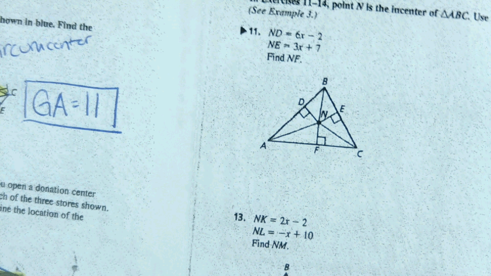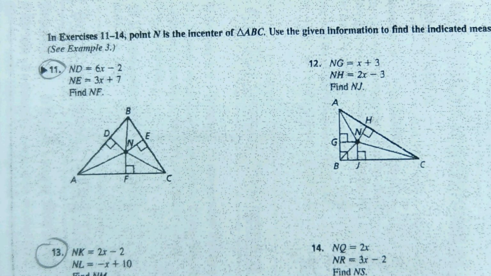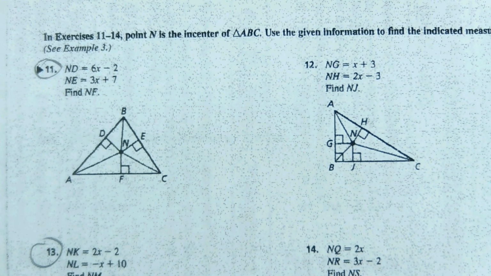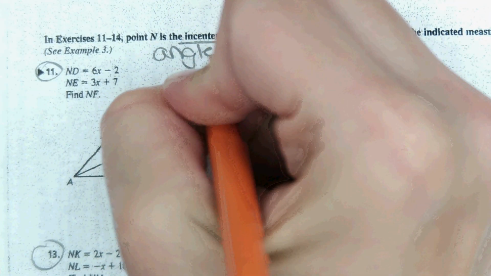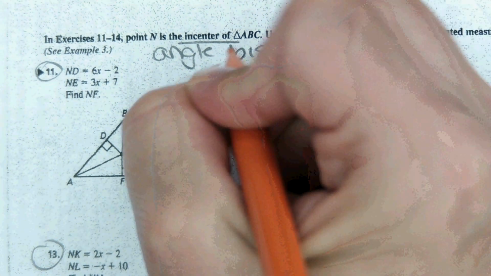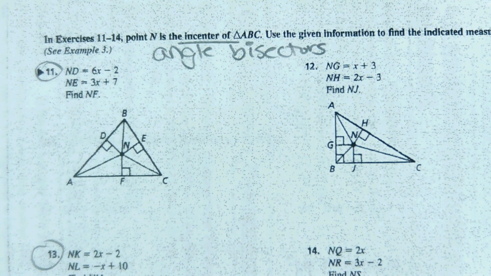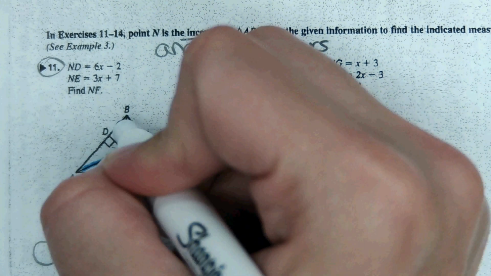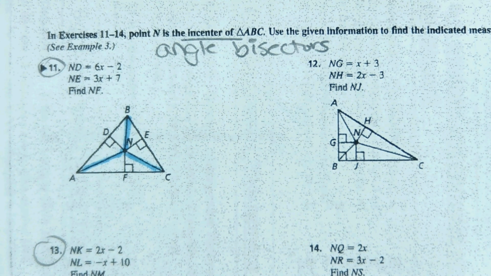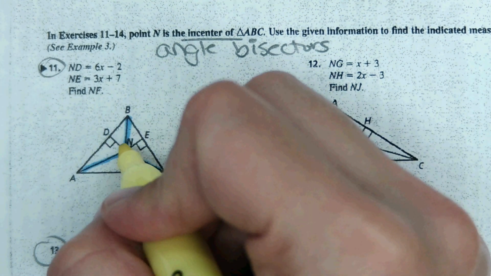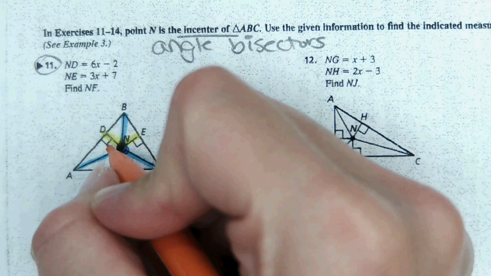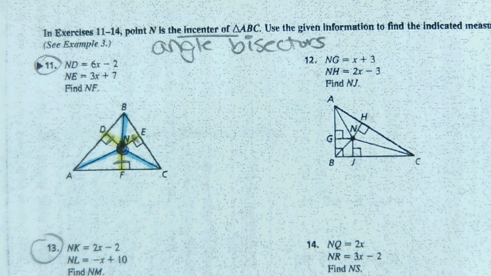Okay, so over here, we're going to do actually 11 and 13. So 11 right here, it says point N is the incenter. Incenter is where the angle bisectors intersect. So I'm going to highlight the angle bisectors. Then you have the incenter right here, and then that incenter is the same length to each of the sides. So all of our yellows again are equal. So this equals this equals this.